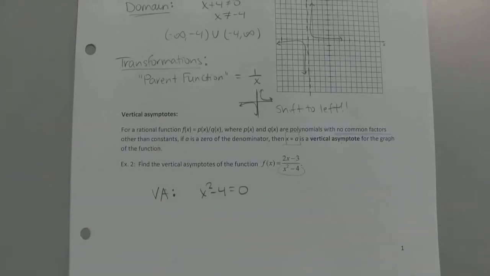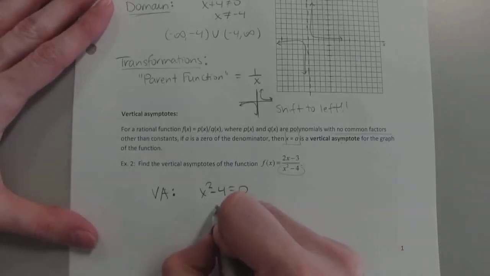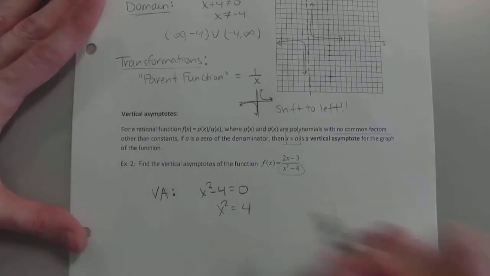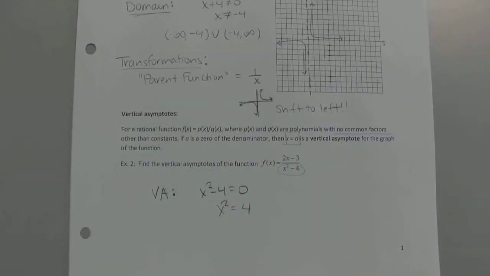Yes, there are many ways we can do this. One way, which I don't think you guys are as comfortable with as I am, is realizing that's a difference of 2 squares. So it factors to x plus 2, x minus 2. Another way is what Corey mentioned: we have a square and a constant, so we can just move the constant to the other side and take the square root. So this is x squared equals 4.